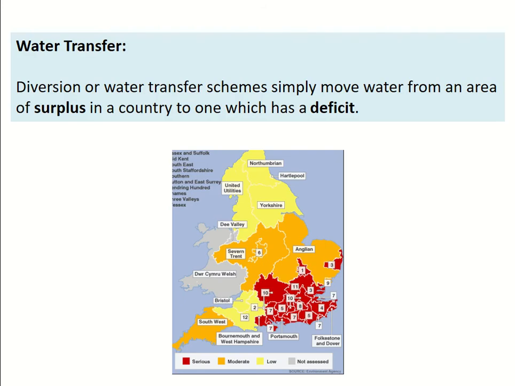But on a much wider level, I just want to go through the proper definition of that. So, a water transfer simply means moving water from an area of surplus to one which has a water deficit. So, for example, it might be that on this map here, the area in red is where there is a water shortage in the UK, and the area in Wales over there is very mountainous, so the water might be transferred from this area to this area.